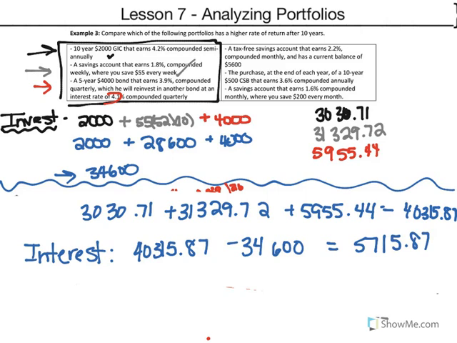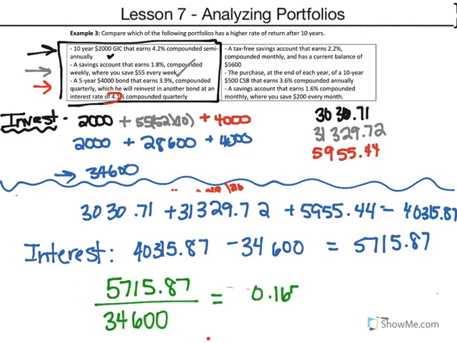So to find our rate of return, we go 5715.87, divide it by your investment, which is 34,600, and you get 0.165, which is 16.5% rate of return. So that's the first portfolio. Now we're going to do the second one to compare them.